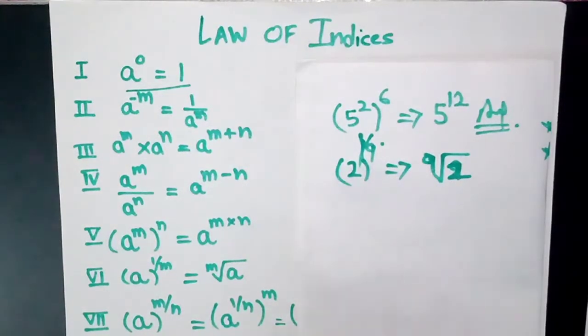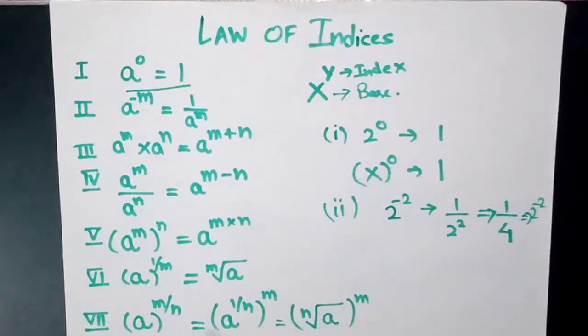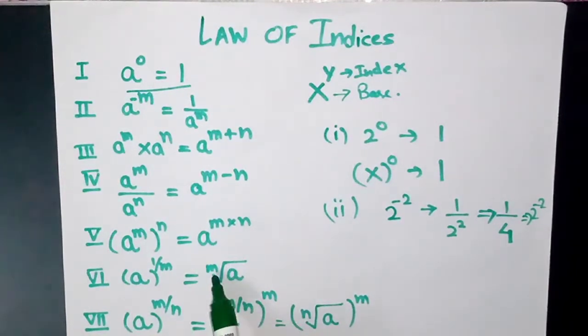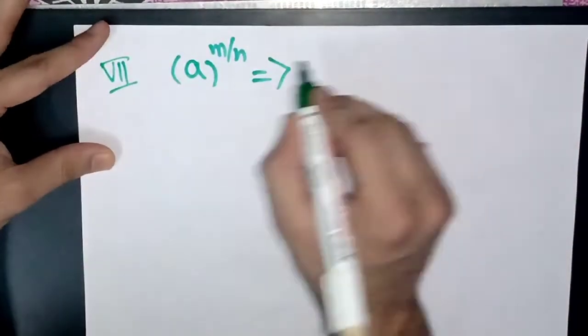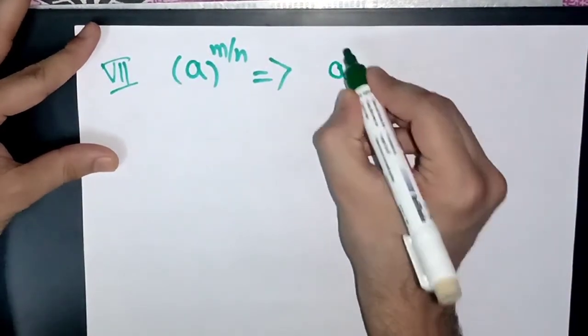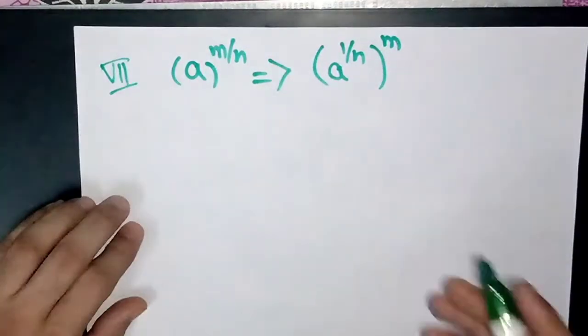We have another equation: a to the power m by n, which is equal to a to the power 1 by n, all raised to the power m. This a to the power 1 by n can be written as the n-th root of a, so it is the n-th root of a to the power m. So the last rule is a to the power m by n, which can be written as a to the power 1 by n, raised to the power m. Let's see an example of this.